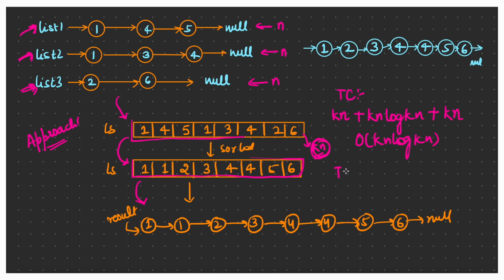What will be the space complexity? The space complexity will be the same as the total number of elements in all the k lists, which is kn, because we are creating an array with kn elements. The space complexity will be k into n. So this is our very first approach, having time complexity kn log kn and space complexity kn.